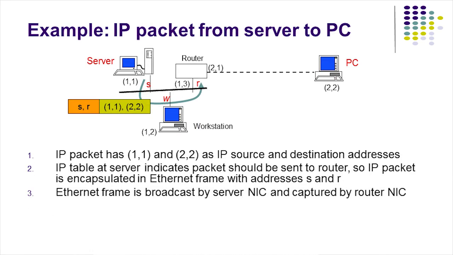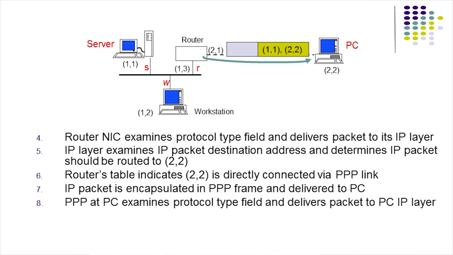Now consider a case where the server wants to send an IP packet to the PC. The PC is connected to the router via a point-to-point link that runs PPP as a data link control, and the IP addresses on either side of the link were negotiated when the link was set up. The IP table at the server indicates the packet should be sent to the default router because the destination is not in the server's LAN. So the IP packet is encapsulated with source address S and destination address R.